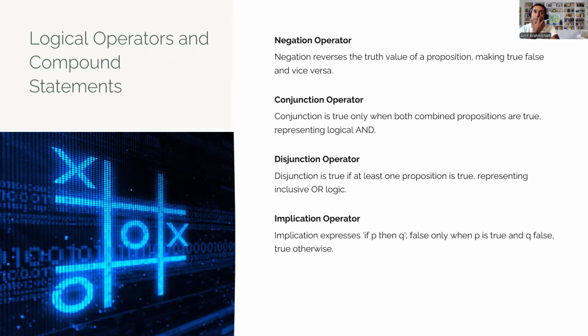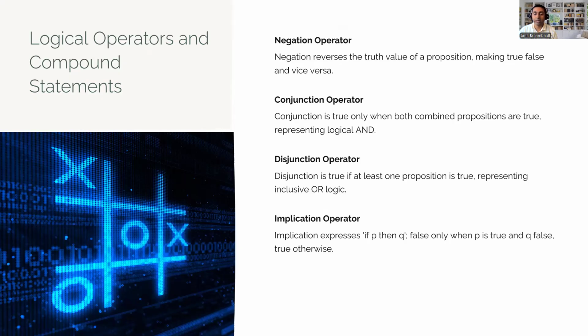So what are the logical operators and compound statements? We have the negation operator, the conjunction operator, the disjunction operator, and the implication operator. Logical operators are used to combine simple propositions into more complex statements called compound propositions. The most common logical operators in discrete mathematics are negation or not, conjunction or and, disjunction or, and implication if then. Negation, written as not P, reverses the truth value of a proposition. If P is true, not P is false, and vice versa.